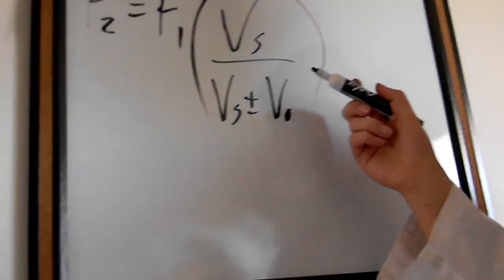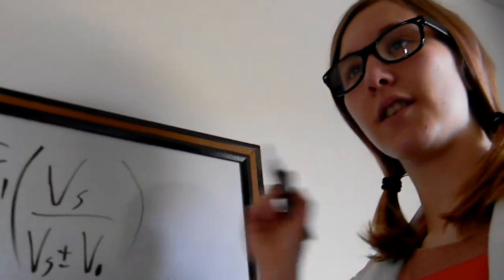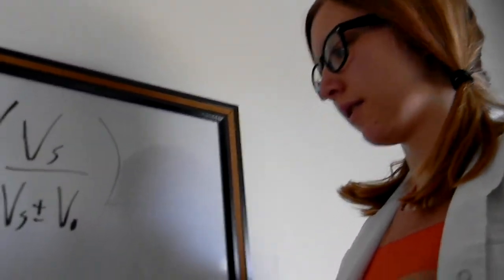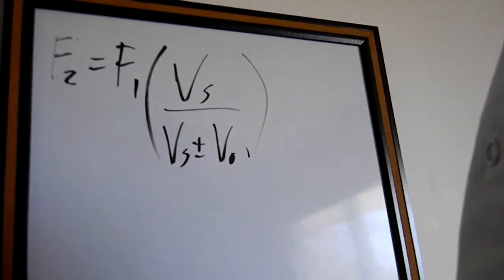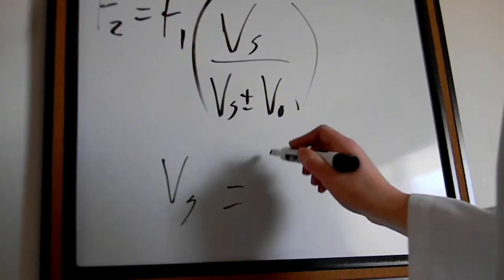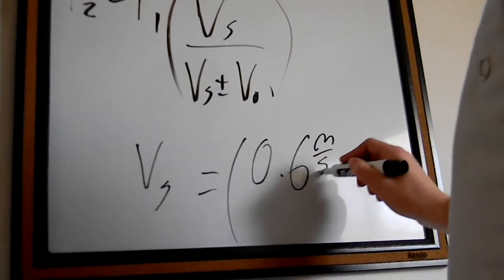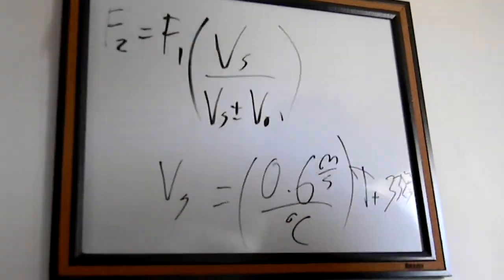Well, if it's negative, then you're going away. But if it's positive, or no, if it's negative, then you're approaching. And then, yeah, speed of sound. That's speed of the object. Speed of sound equals 0.6 meters per second, and then you're multiplying it by the temperature.